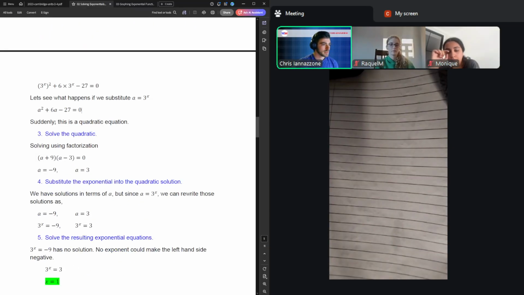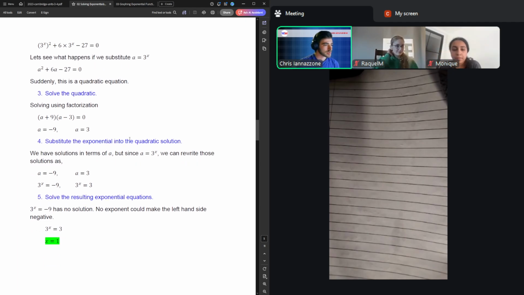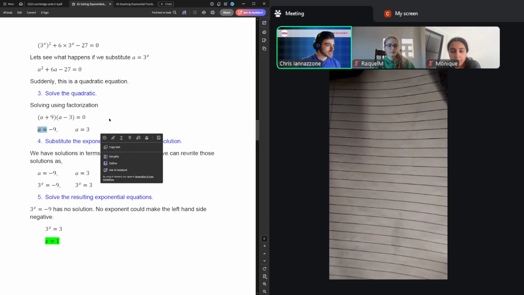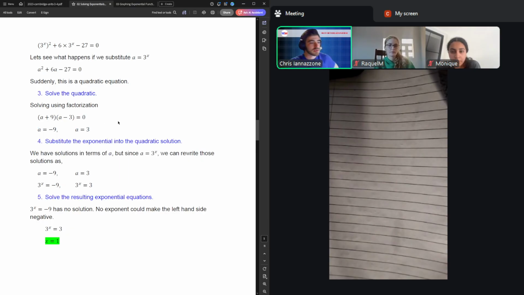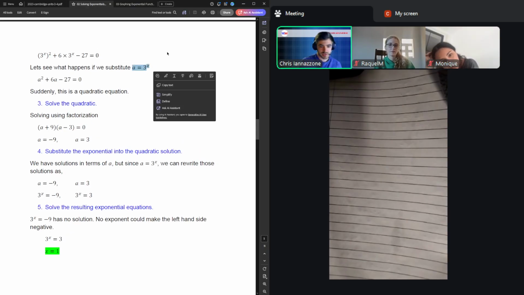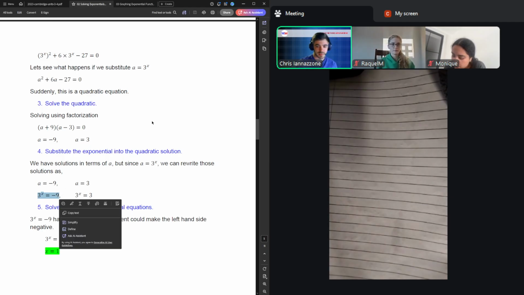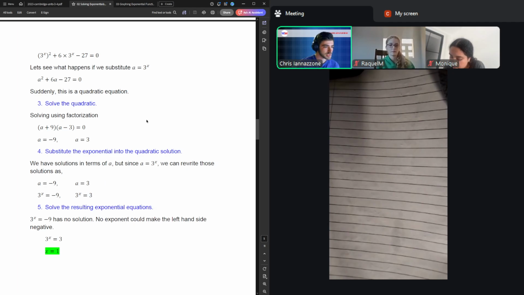Nice. This is now just a quadratic. Solve it as you please for any other quadratic methods. In this case, I'm just using factorization. And it's going to get us 2 separate solutions, a equals -9 and a equals 3. The challenge here is we're not trying to solve for a, we're trying to solve for x. So now that we know that a is equal to these things, we can replace a with what it actually is, which is 3 to the power of x, and then just say, okay, a is -9, sure. That means that 3 to the power of x is equal to -9. Same thing over here with the other equation.